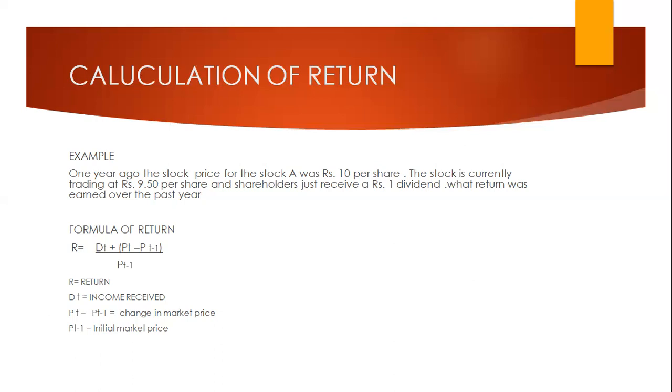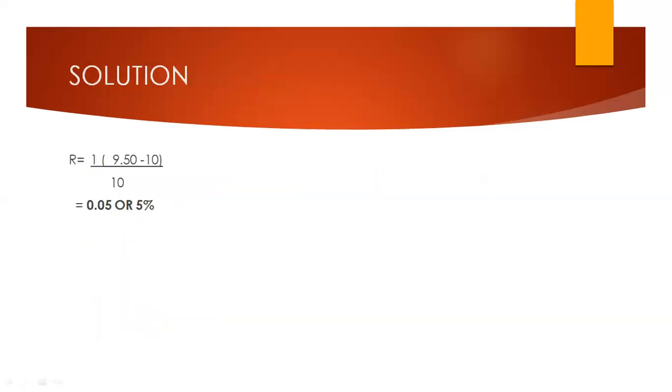So R is equal to D1, which is 1, plus the difference between the initial market price and the current market price, 9.50 minus 10, divided by the initial market price, that is the starting price of the particular stock, which is 10. So you will get 0.05 or 5%. This is how you calculate the return for a single security.